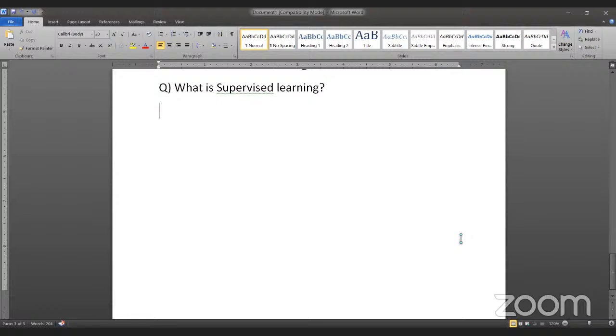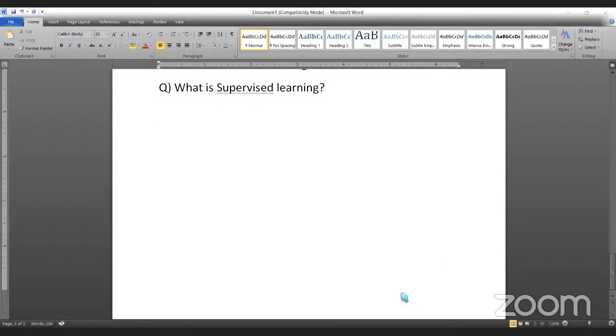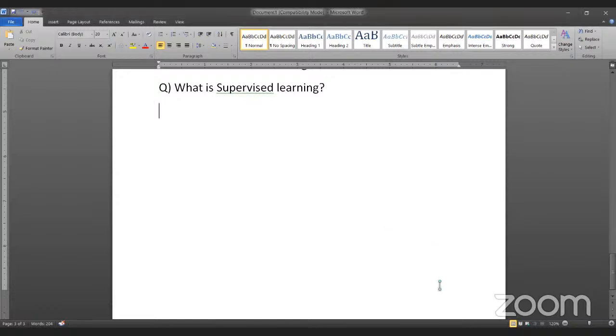So supervised learning is that kind of learning in which we are having labeled data, or we can say we know the output of the data and we have the input of the data. We just find out the patterns which relate the input and output data.